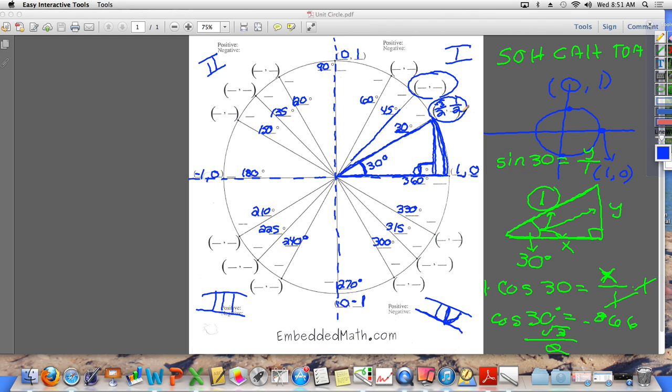Do the same thing for 45 degrees. Do the cosine of 45 degrees. What is the cosine of 45 degrees? It's 0.707, a horrible, irrational number. Does anybody remember from last year what is equivalent to 0.707? Square root of 2 over 2.